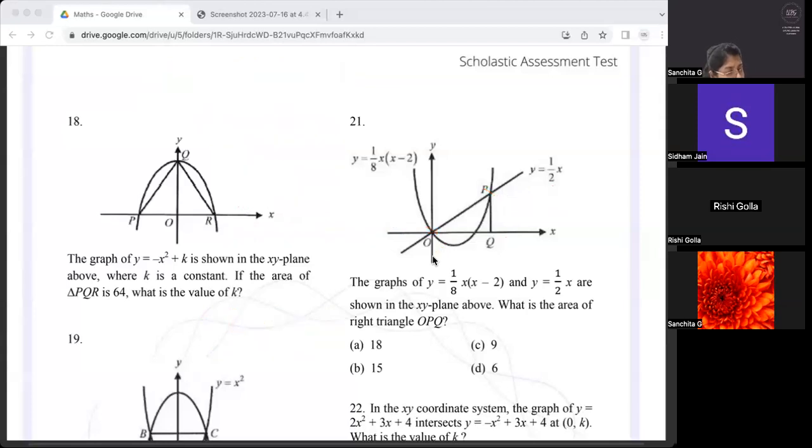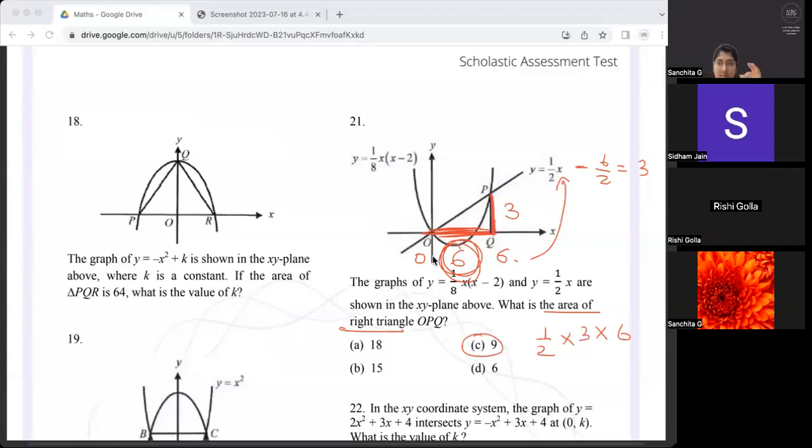I got this as 0. I got this as 6. So this entire OQ is 6 units, right? I need to find PQ. So I can just plug in 6 over here, and I'll be getting 6 by 2. That's 3. That's it. Done. Area I can find: half, base, height.